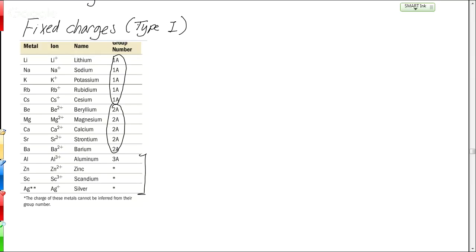Everything else that you see, all the other metals in the middle, in all those B rows, with these couple exceptions, have variable charges. So those are all going to be the type 2 metals, where you have to use the parentheses to specify the charge.